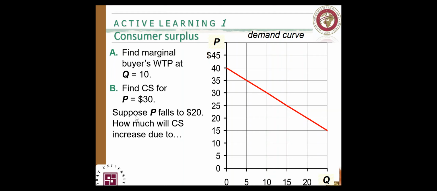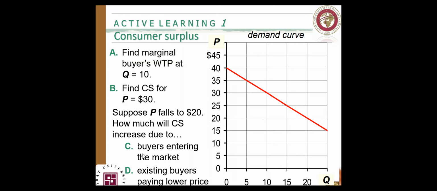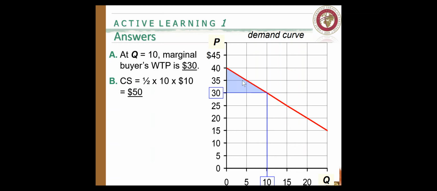The second one is, suppose that price falls to 20. So the price falls down here. How much will the consumer surplus increase due to buyers entering the market and existing buyers paying a lower price? Now, this is a good question. Why don't we consider an increment in the price? We consider a fall in the price. So the price initially was 30, now the price becomes 20. So for this price 20, what do we need to calculate? We need to calculate two things. Now let me show you graphically, it will be easier.